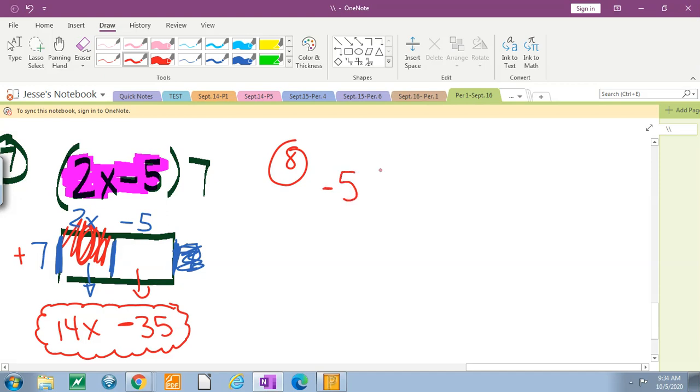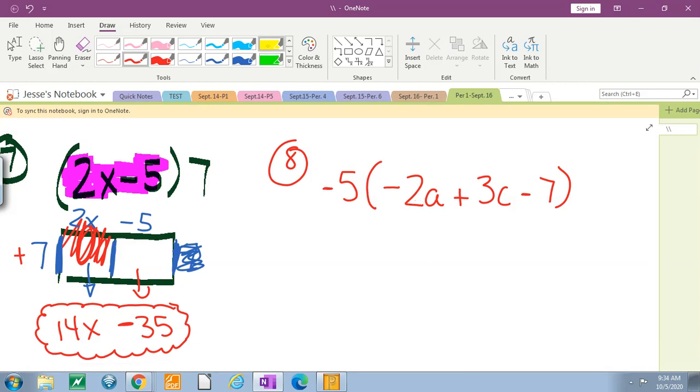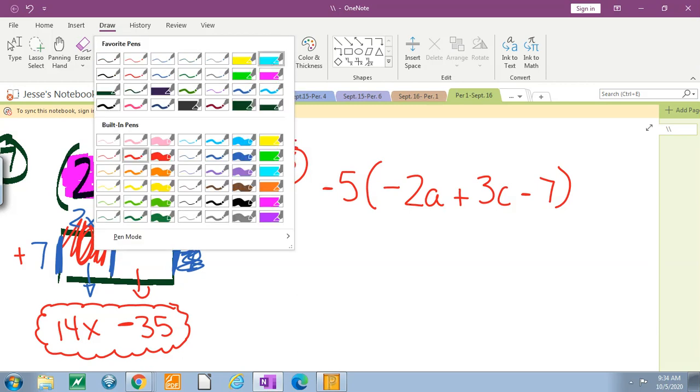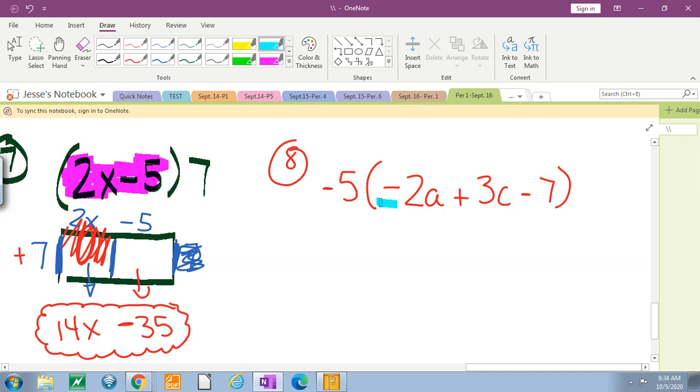5 times, I'm going to go ahead and put negative 2a plus 3c minus 7. But mister, there's only 3. There's 3 terms in the parentheses. Oh, sorry. Yeah. Hey, well, why are you putting 3 in there? Because sometimes you'll get that. It's not always 2. Okay. So look in here. Inside the parentheses, you got negative 2a plus 3c minus 7. See that? So now I'm going to do the box, the area model.